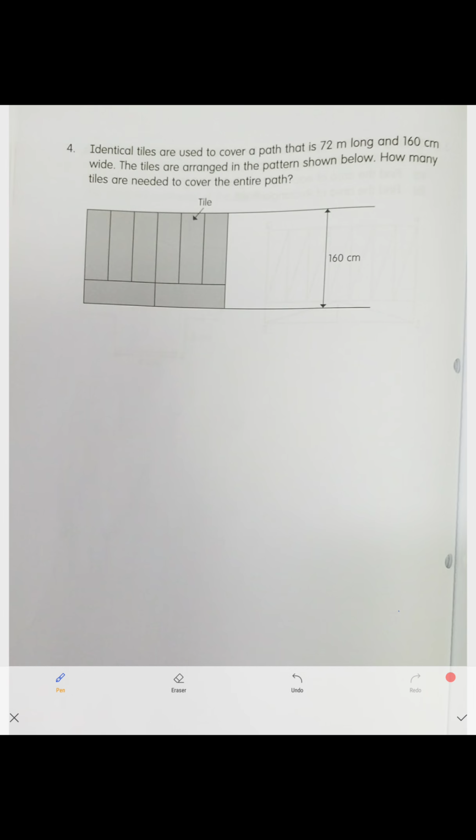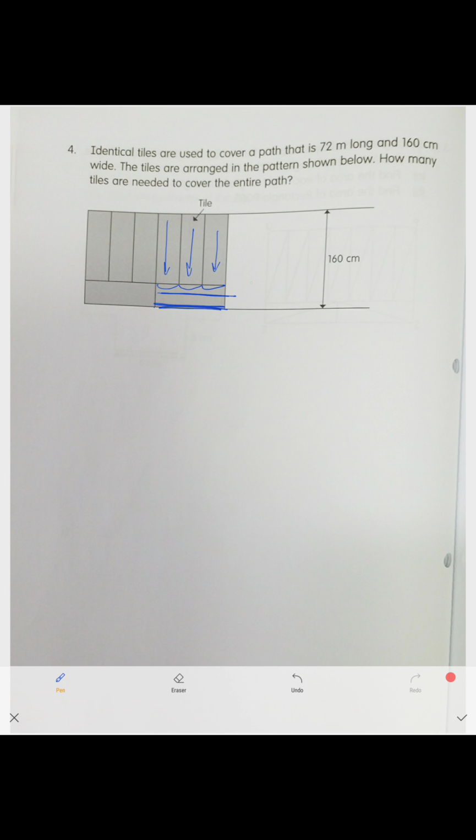Okay, last problem here. Identical tiles are used to cover a path that is 72 meters long and 160 centimeters wide. So it's going to be a long pathway, 72 meters, but the breadth of it is 160. They ask us how many tiles are needed to cover the entire path.